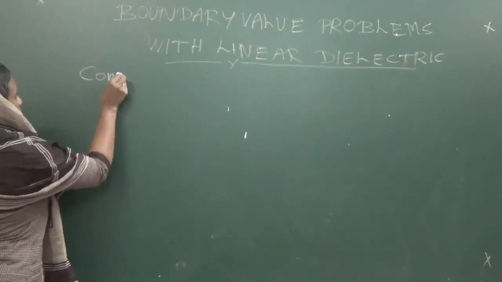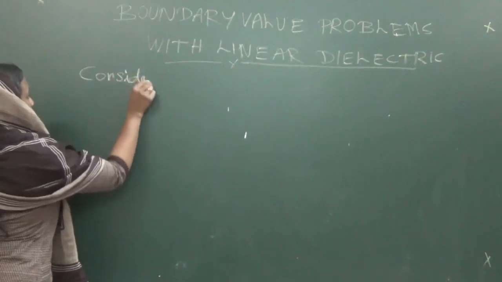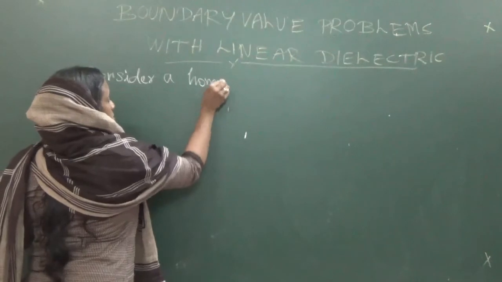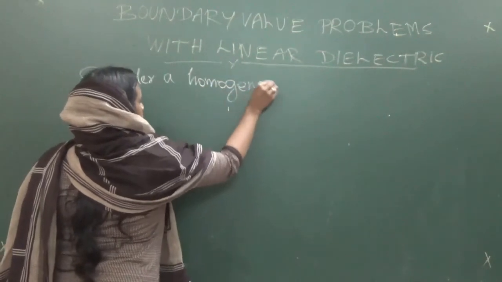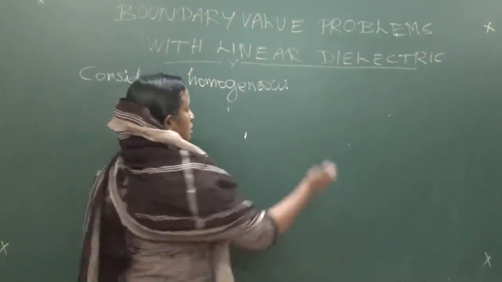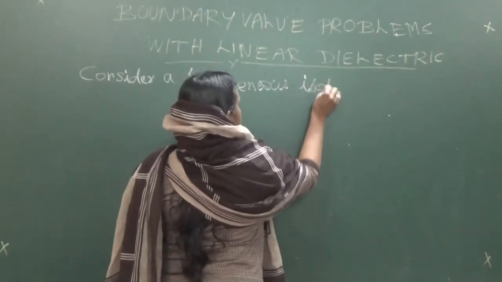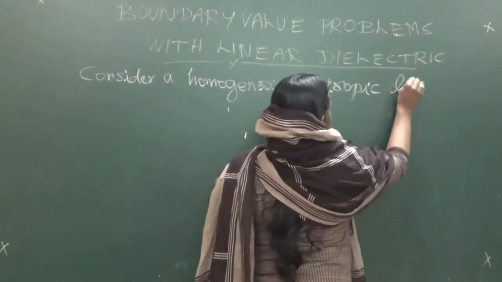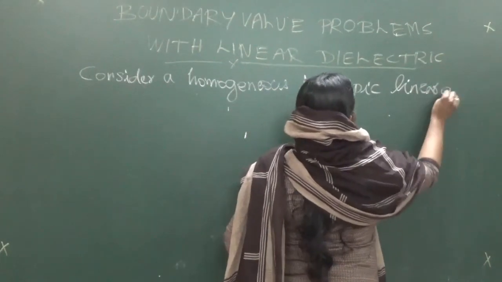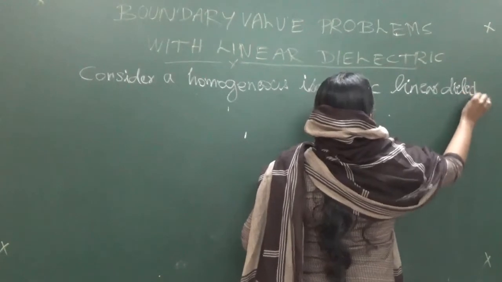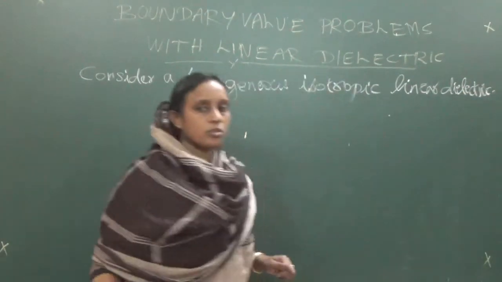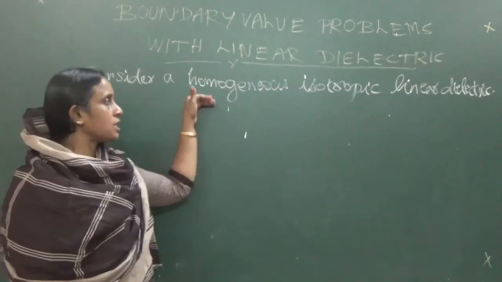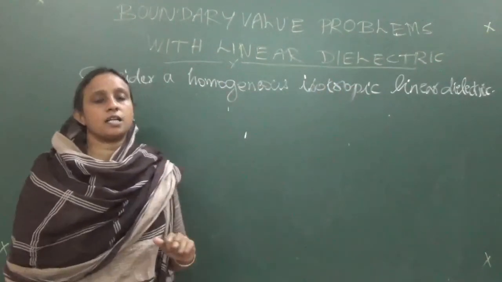Consider a homogeneous, isotropic, linear dielectric. So the dielectric medium is homogeneous, isotropic and linear.